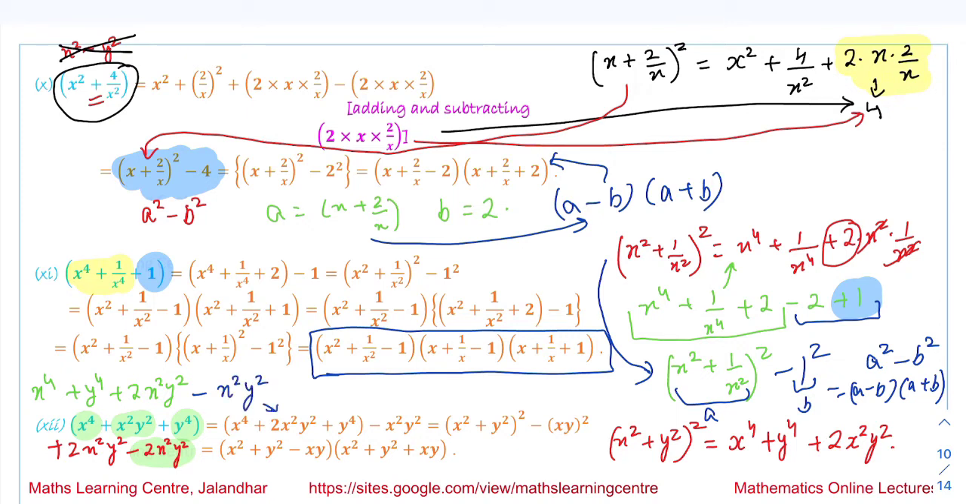This term is mentioned over here. Now this first term we are having over here, that we have already seen, is equal to x square plus y square whole square. So it is written over here, x square plus y square whole square, and this term is minus xy square. So you use the formula, where this term is a and this term is b. So you are using the formula a minus b into a plus b, and you will obtain this answer.